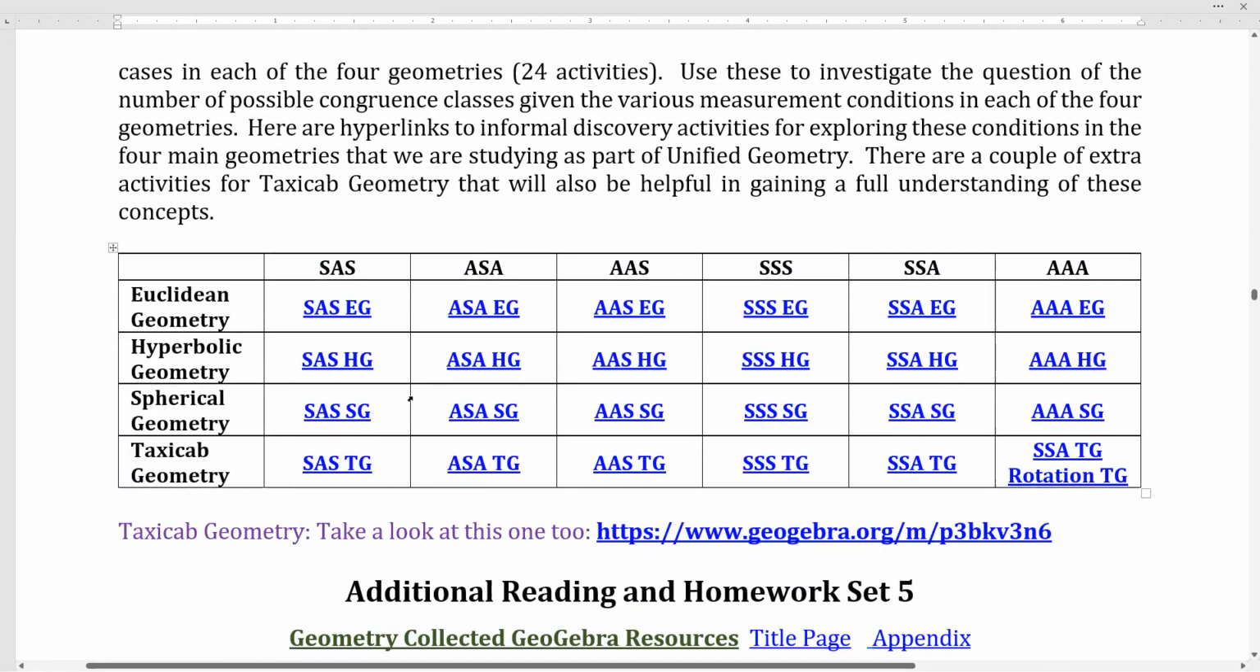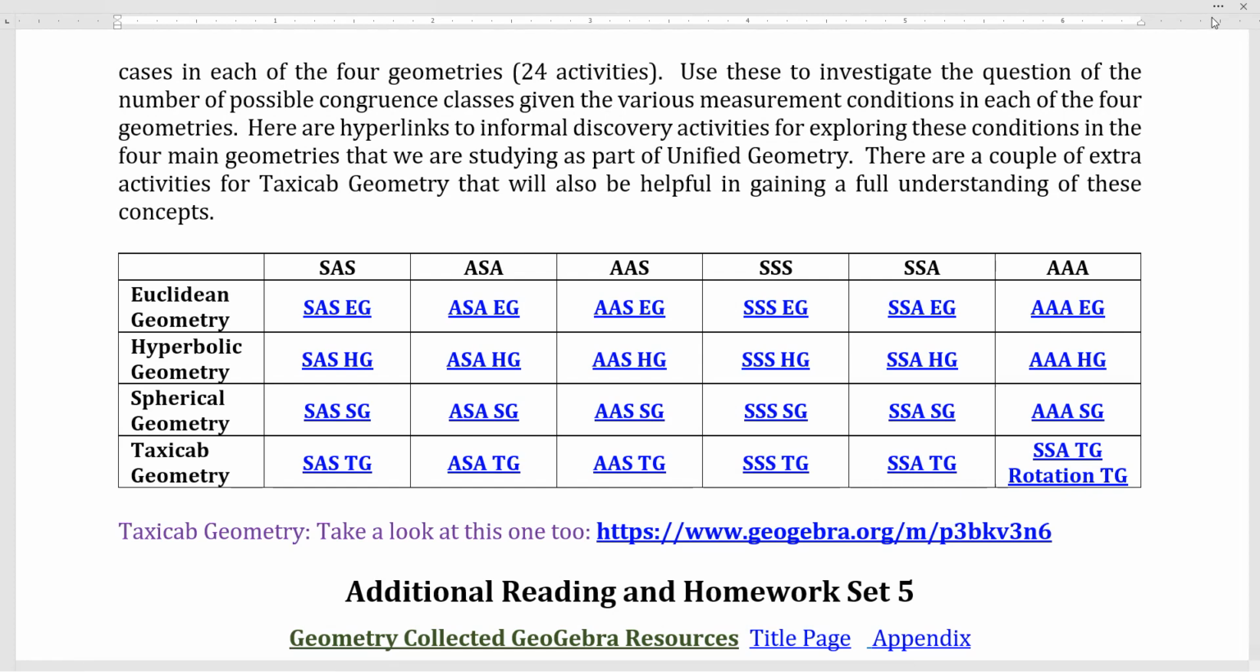Next, we're going to do the same thing using some technology in Euclidean geometry, but also in hyperbolic, spherical, and taxicab geometry. And I've created a bunch of different GeoGebra activities that allow you to look at this. So there's one for each geometry for each of the six things. We have four geometries, that's 20 different apps there, plus two more dealing with taxicab geometry. And if you have my notes, you can just click on these links, should get you there.